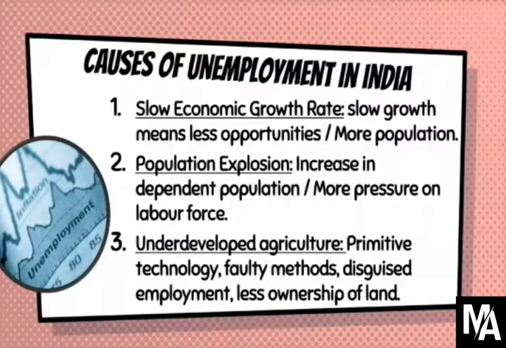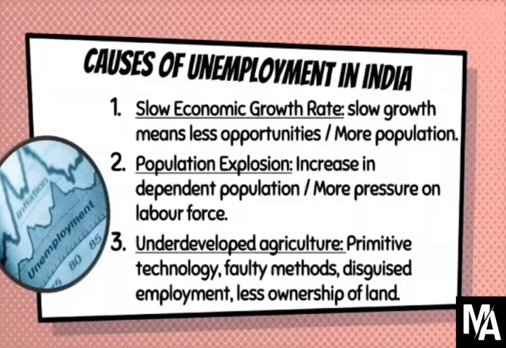The second one is population explosion, that is increase in dependent population. As I told you, dependent population refers to those people who are old, children below 14 or differently abled and so on. So what happens is that the pressure increases on the labor force and the workforce, and because of the increasing number of mouths to feed, we do not have proper opportunities.